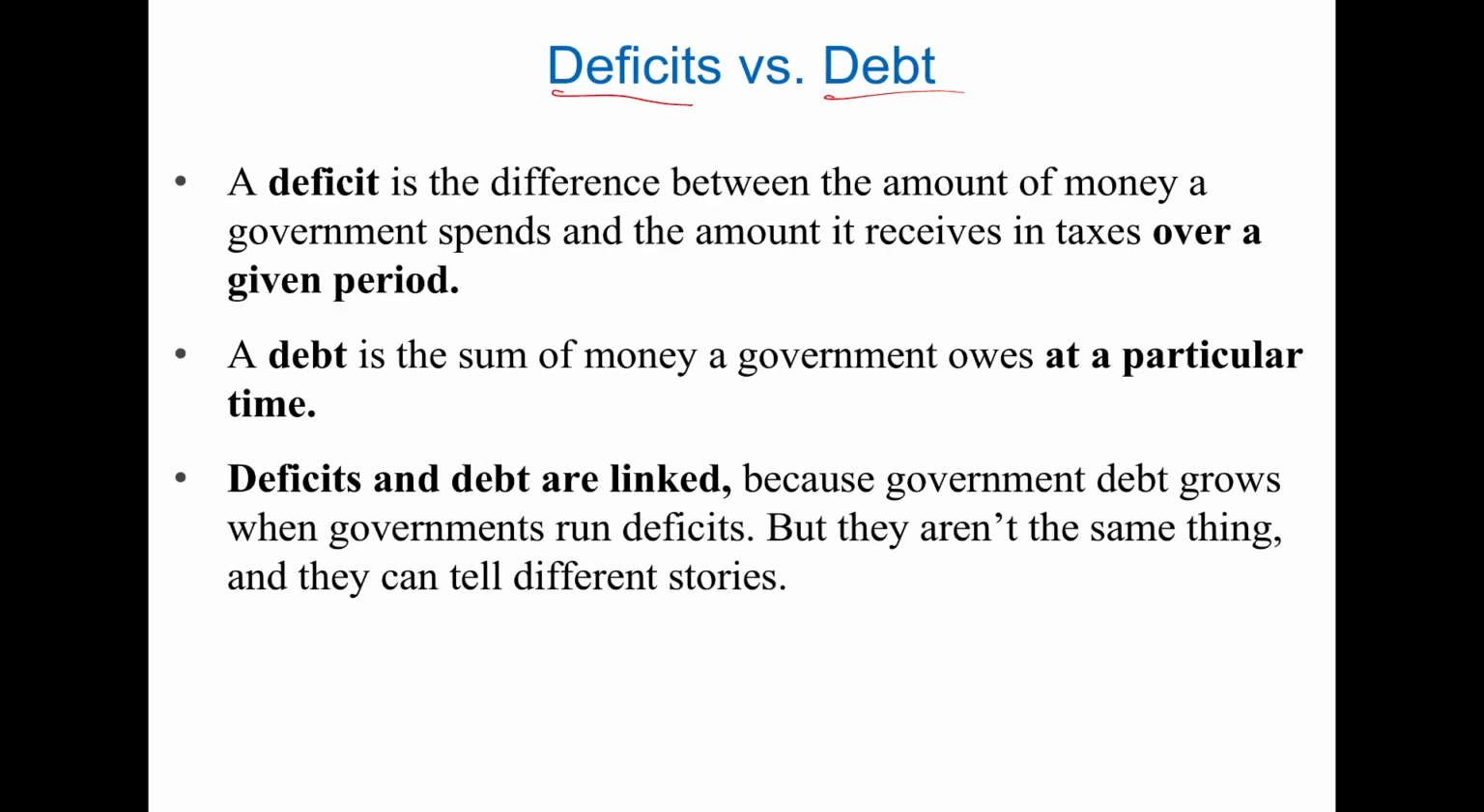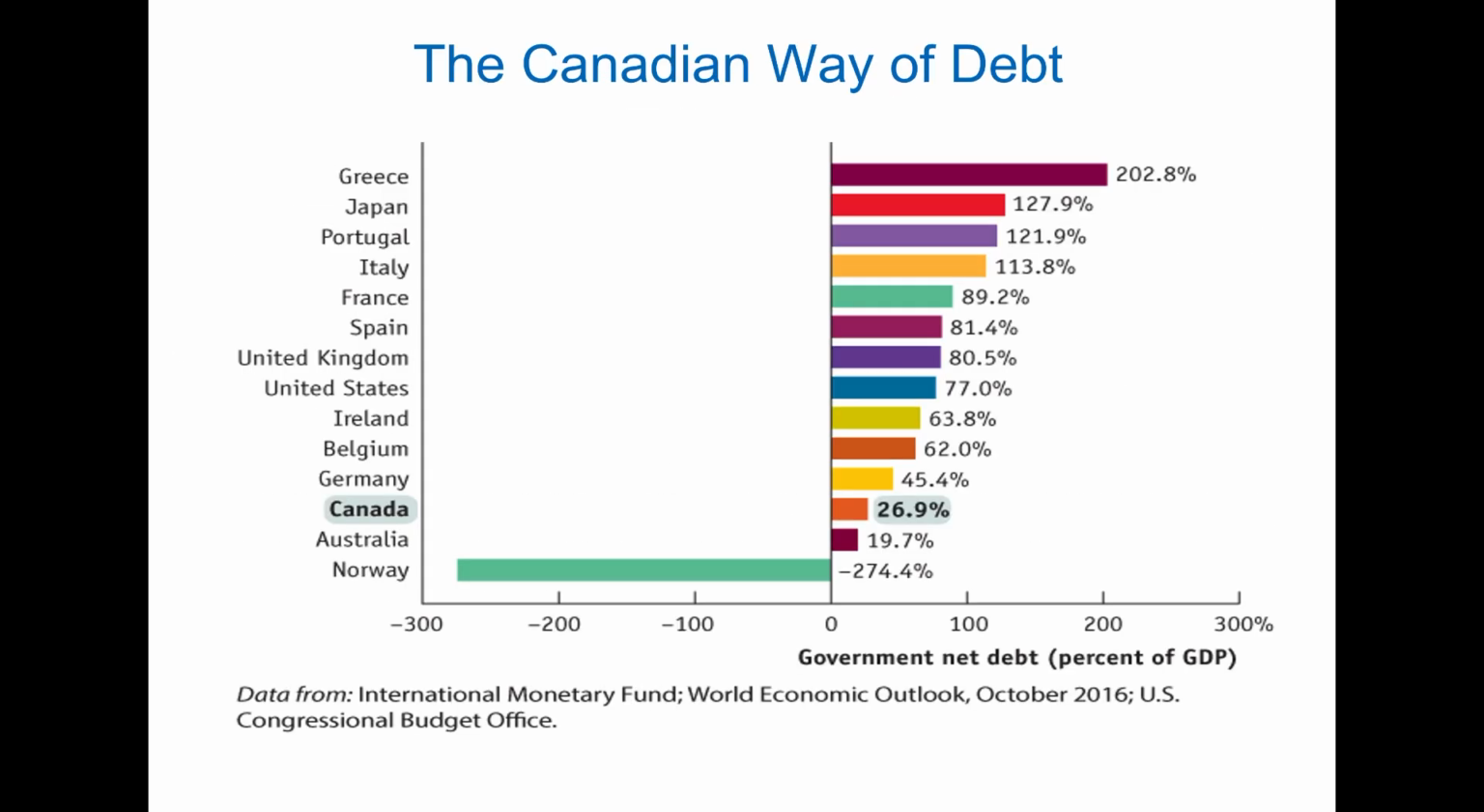Debt is accumulated. If your country has a deficit every year, it's going to accumulate debt. So at some point in a particular year, the deficit can be small, but if you look at the debt, it can be big, because it's accumulated over the period, over the last couple of years, or maybe the last 10, 20 years. That's because government debt grows when a government runs deficits, but they are not the same thing, so they can tell different stories.